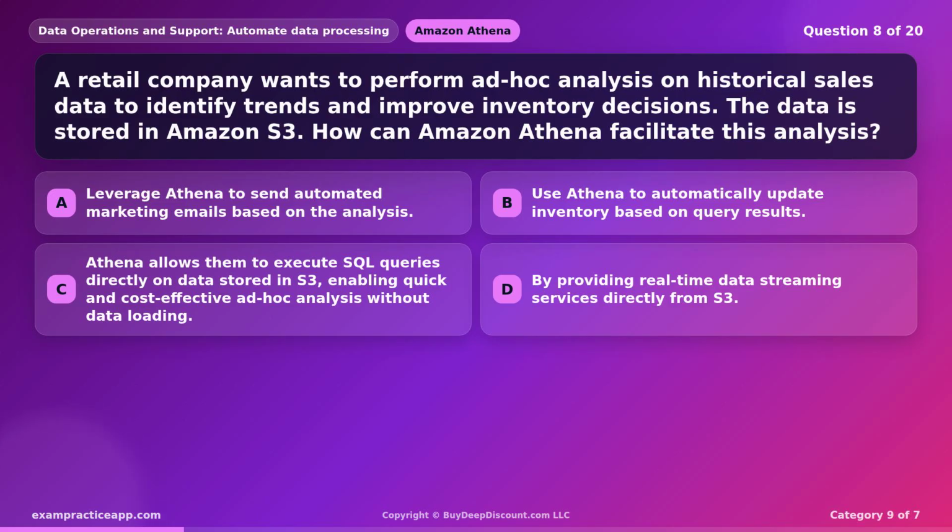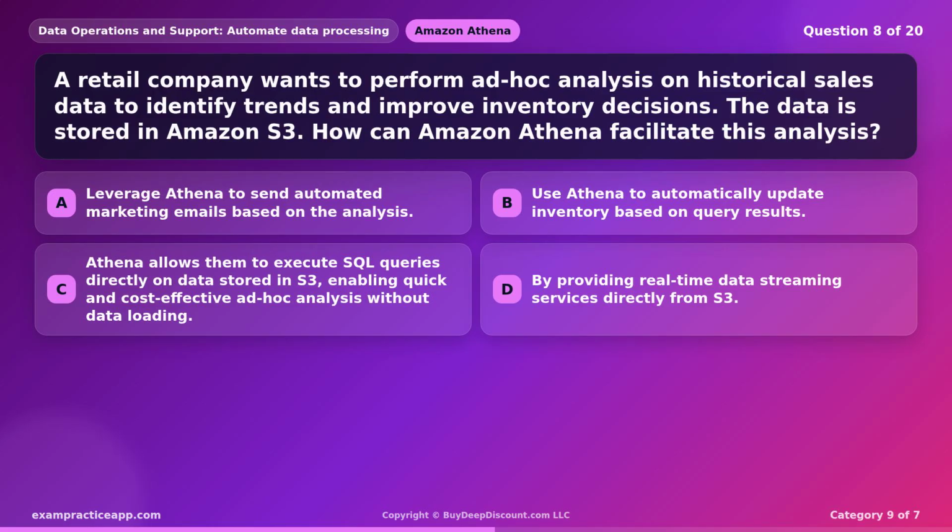Option A. Leverage Athena to send automated marketing emails based on the analysis. Option B. Use Athena to automatically update inventory based on query results. Option C. Athena allows them to execute SQL queries directly on data stored in S3, enabling quick and cost-effective ad hoc analysis without data loading. Option D. By providing real-time data streaming services directly from S3. Take a moment to choose your answer.